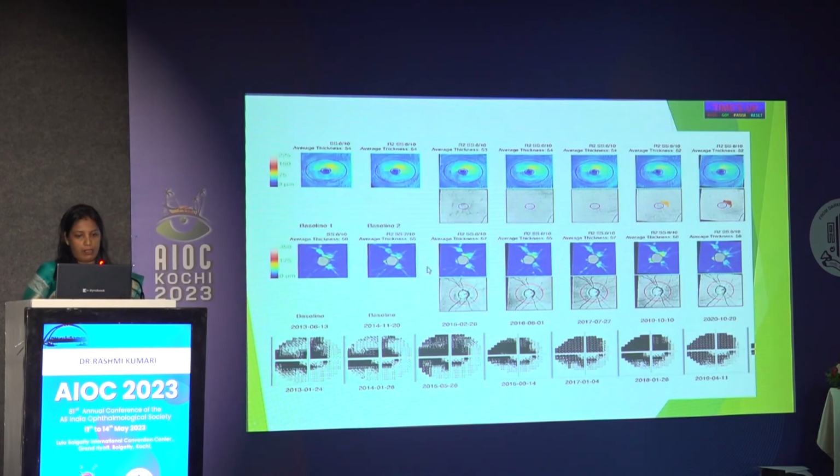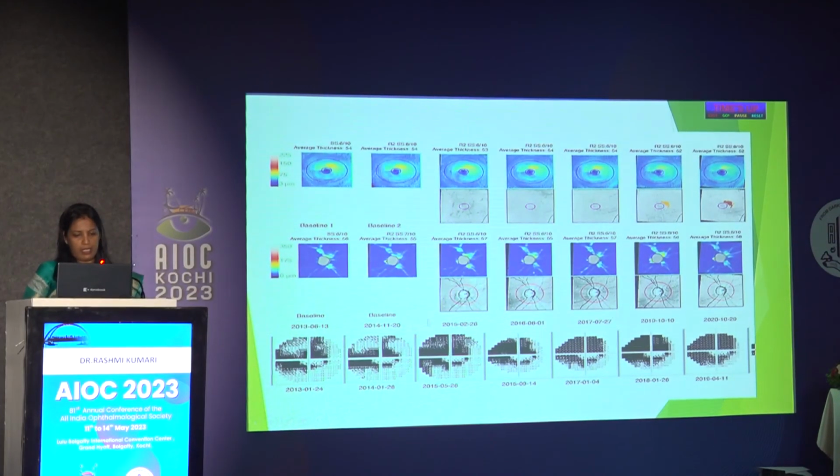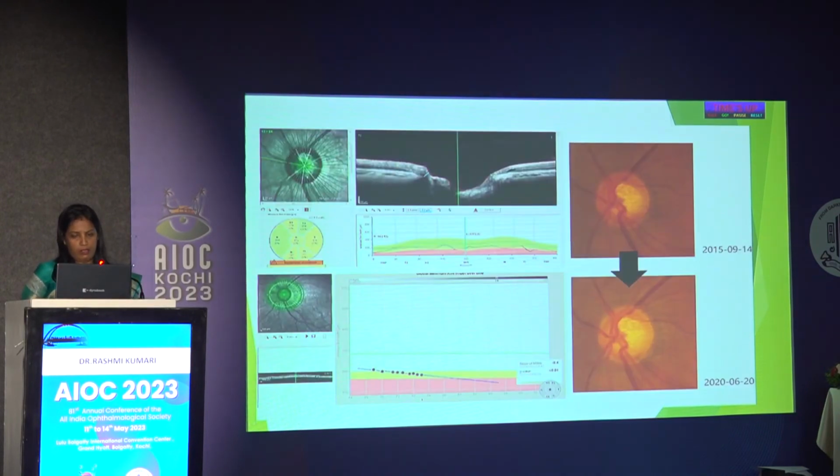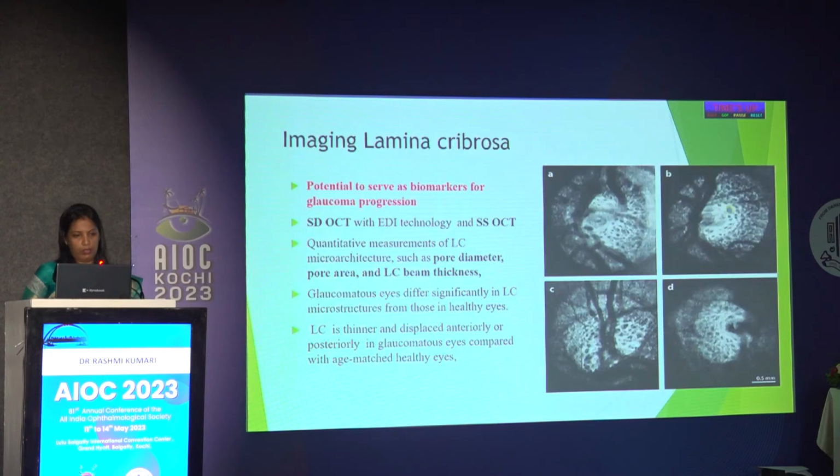Again, this nerve fiber layer is when compared with the macular ganglion cell. This is corroborating with the Humphrey's visual field analyzer as well. Similar is the analysis with Bruch's membrane minimal rim width, and this is also showing progression with quantitative measurement, whether the deviation is significant or not.